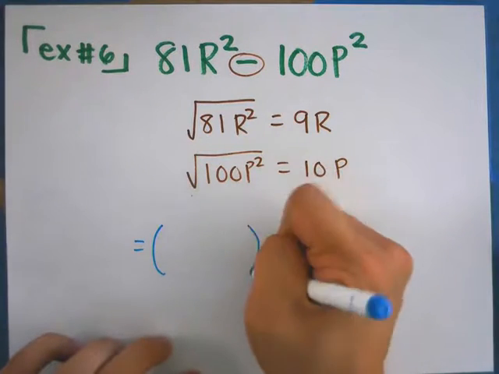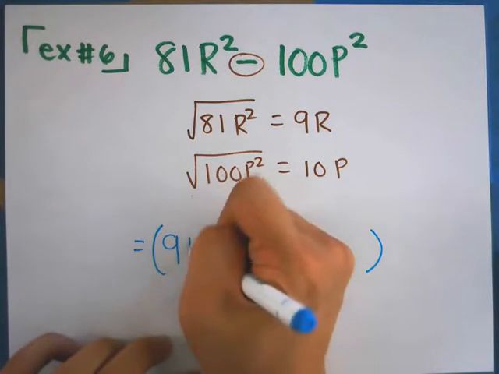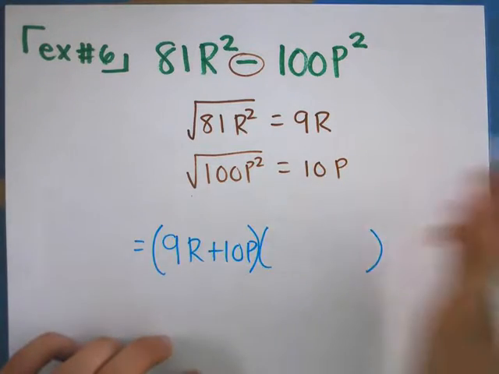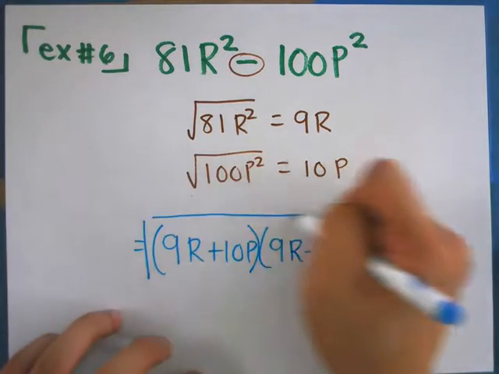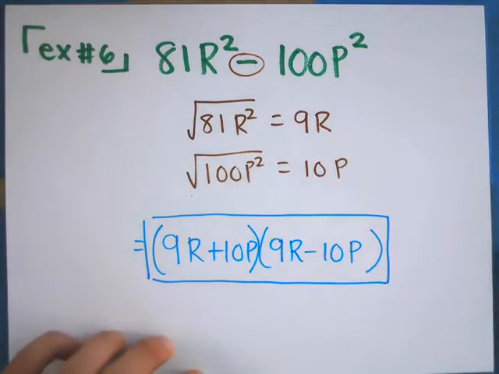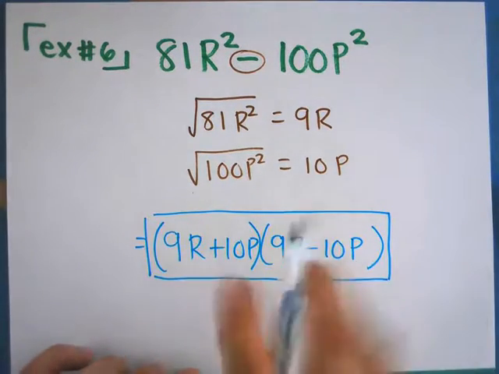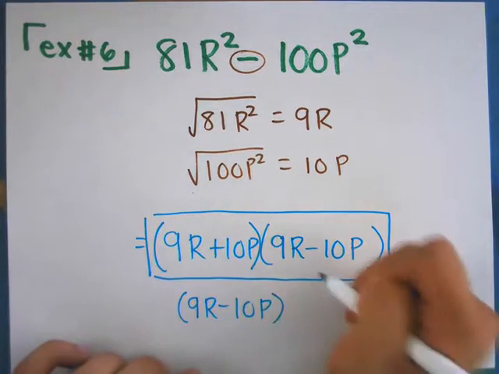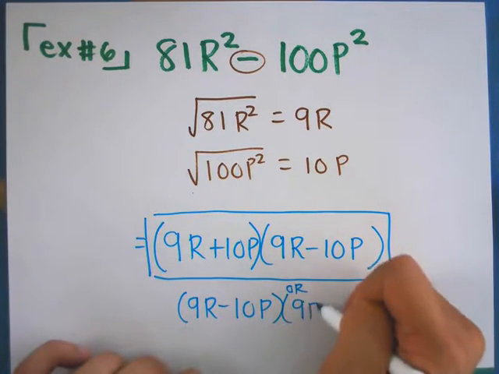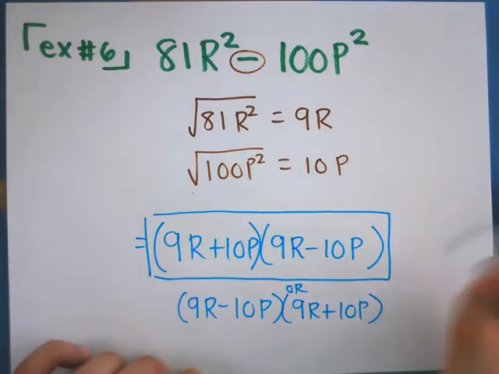And so your final answer is 9r plus 10p, 9r minus 10p. And that is all we can do for that. You could also write it as if you switched it around, like if you had the minus sign first, that's totally okay. 9r plus 10p. Yeah, it is the same. This is the same thing.